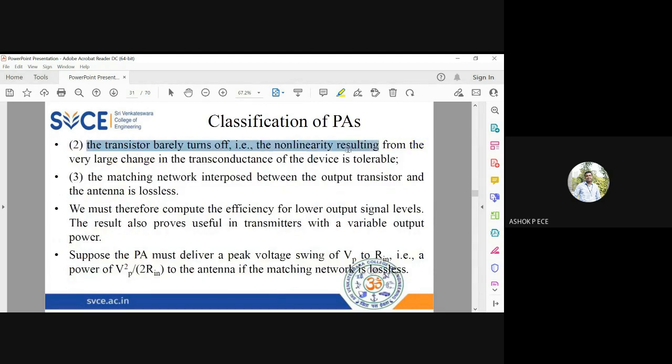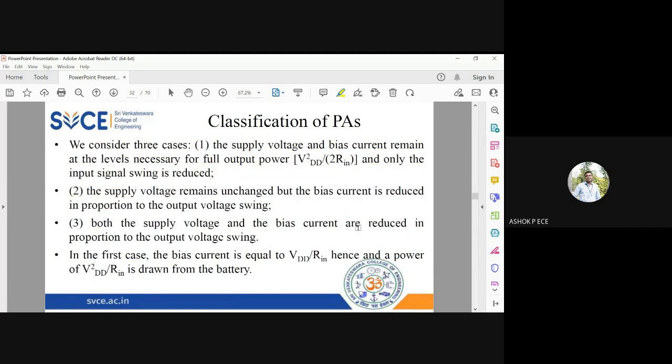The transistor is operating for the entire 360 degrees, right? So when the transistor is operating, power loss will be there. You cannot make it zero. And because you have a matching network, it will also consume some amount of power. So when you consider all these three cases, you can find out the efficiency.